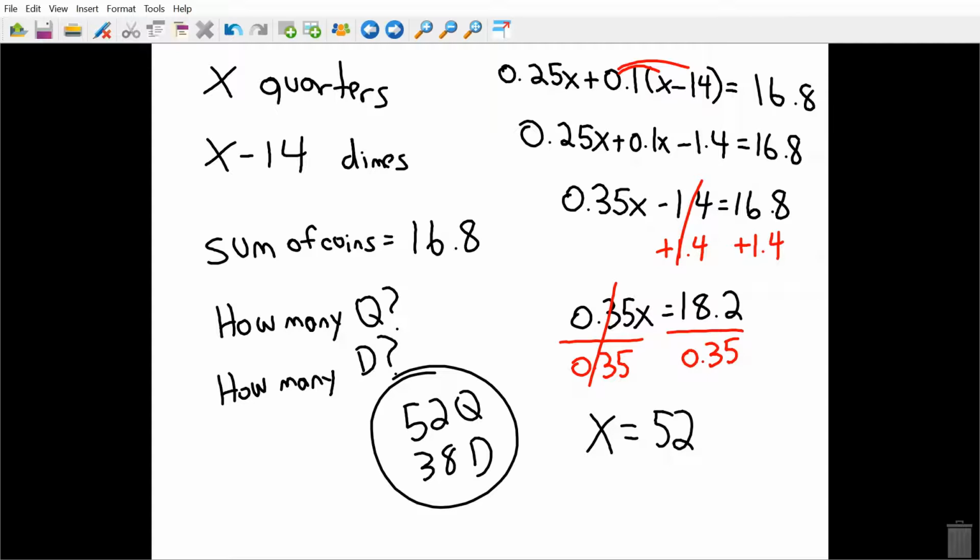Here we have two x's on the same side because we're adding these together, right? It does not say the value of the quarters equals the value of the dimes. It says the sum of the quarters and the dimes. So we add them together.